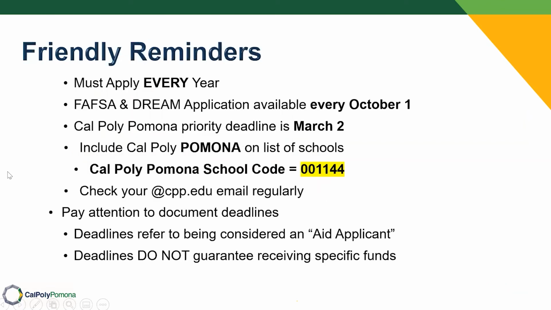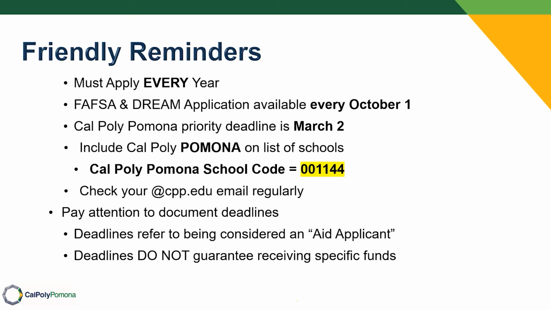So here's a couple friendly reminders. You have to apply for financial aid every year, whether that's the FAFSA or the DREAM Act application. They both open on October 1st of the year prior, and they close on March 2nd. So for this year, October 1st, 2021, and the priority deadline ended on March 2nd, 2022. You must include our school, Cal Poly Pomona.